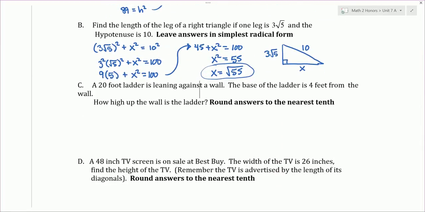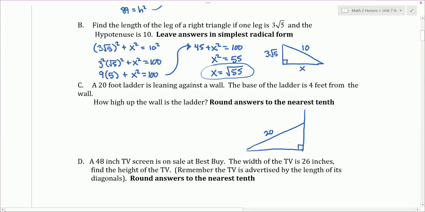Part C, a 20-foot ladder is leaning against a wall. The base of the ladder is 4 feet from the wall. How high up the wall is the ladder? So here's our wall. Here's our ladder leaning up against the wall. And notice we get this right triangle shape. The ladder length is 20 feet. That's our hypotenuse.